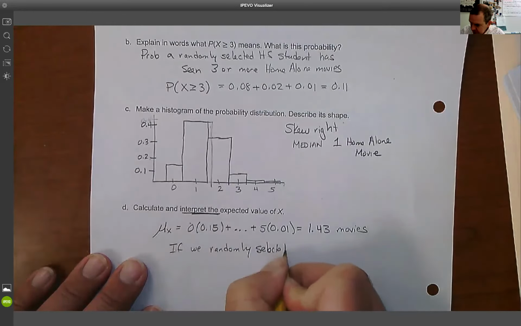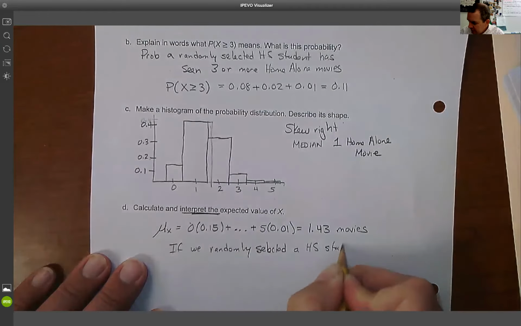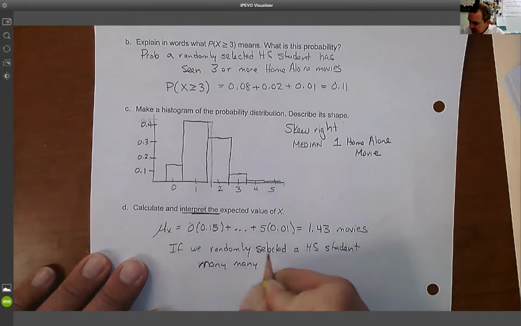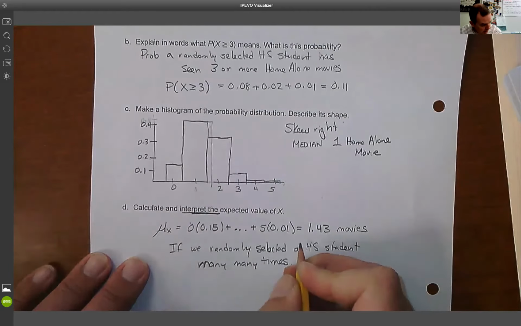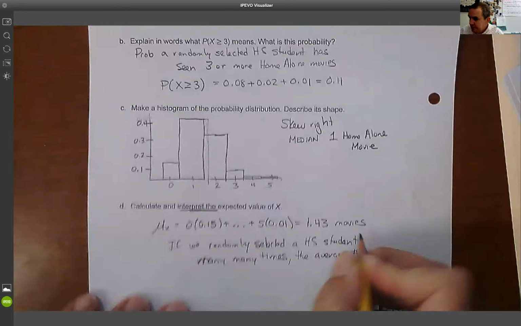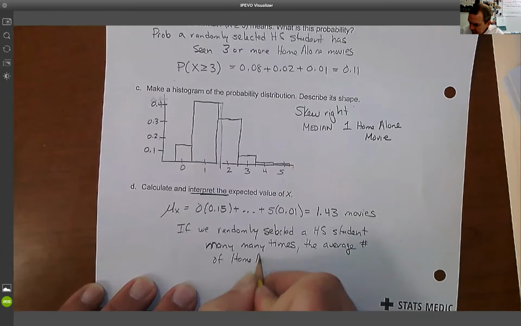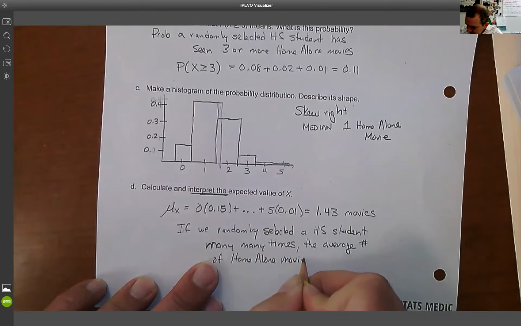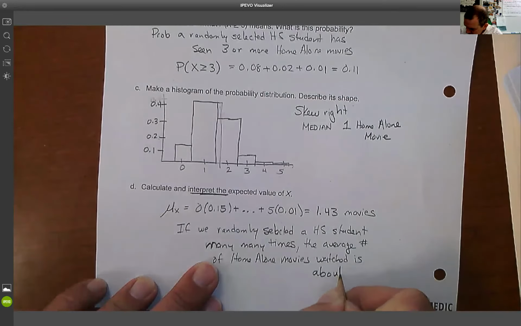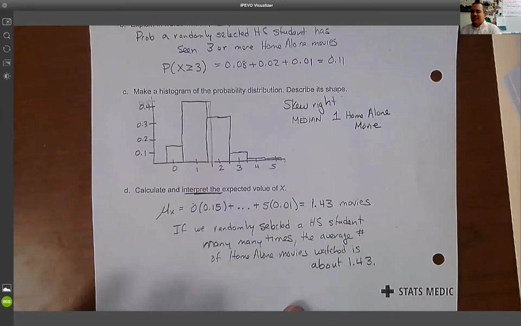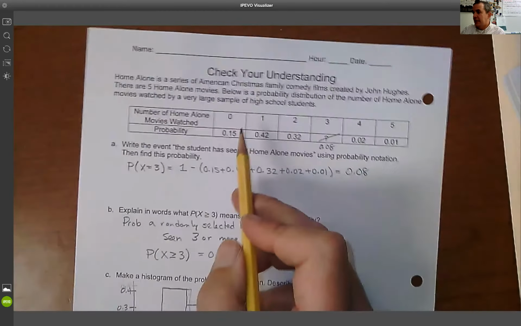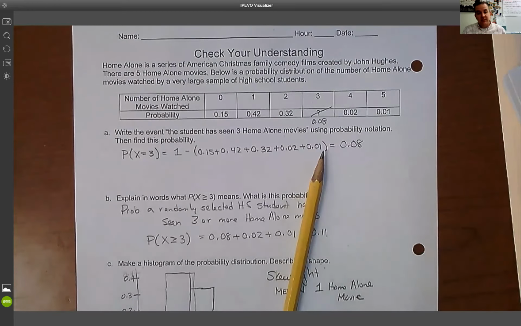So if we randomly selected a high school student many times, the average number of Home Alone movies watched is about 1.43. So notice, well, I guess technically you can watch 1.43 movies, but usually what ends up happening is this expected value, this guy, is typically not going to be one of your outcomes. So don't be surprised if that happens, because it is a long run average.